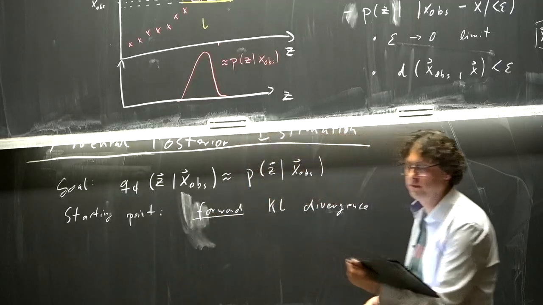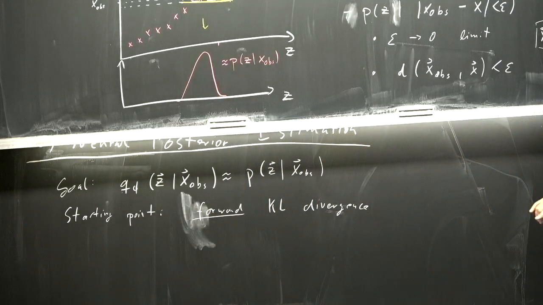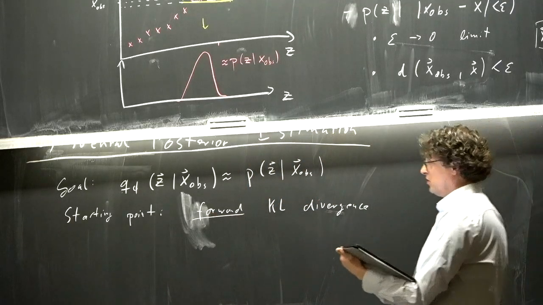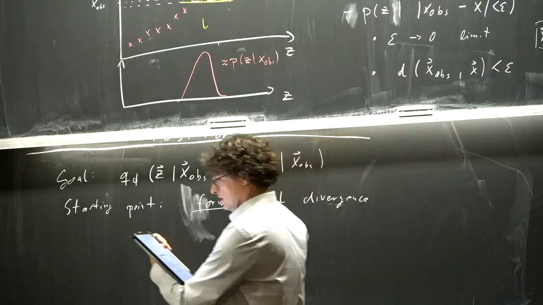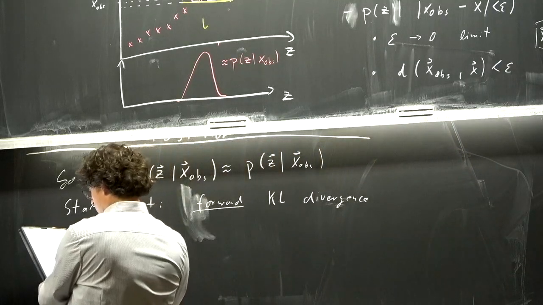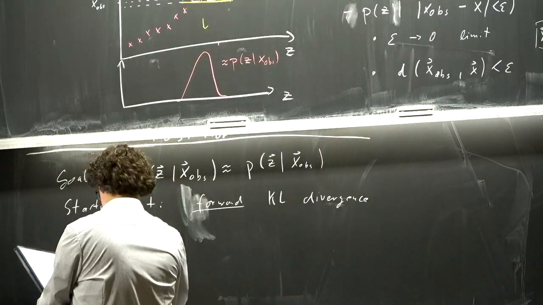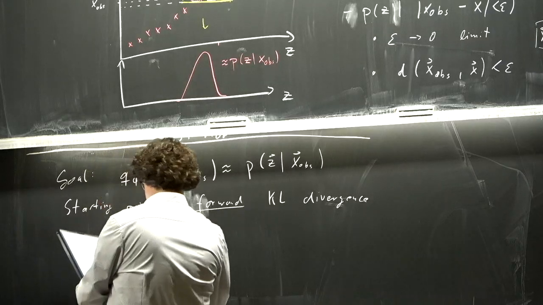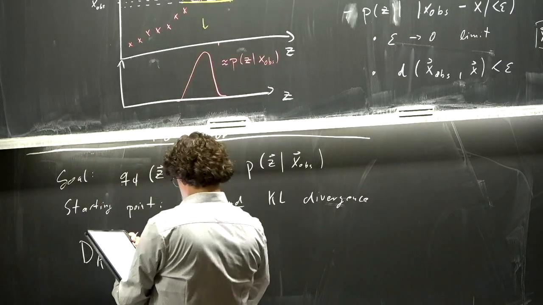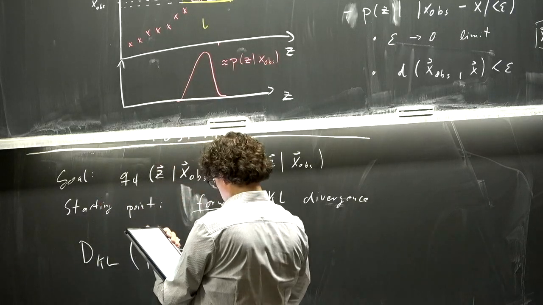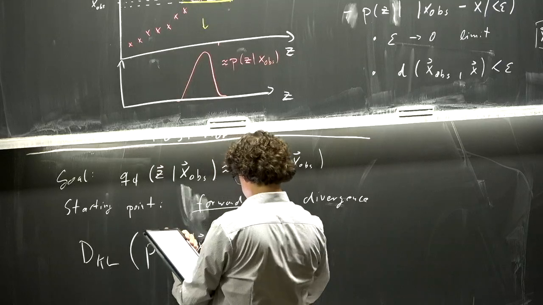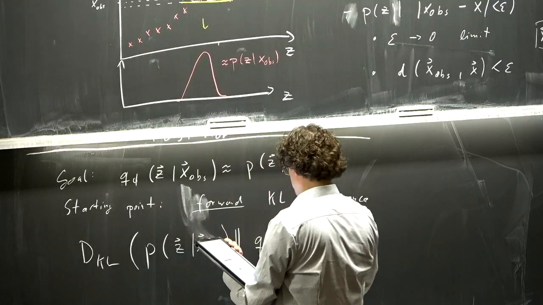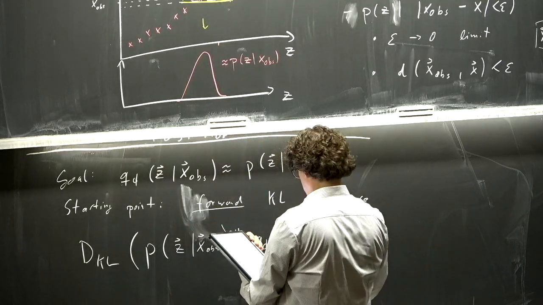And what forward simply means is that instead of writing KL from Q to P, we write KL divergence from P to Q. So what we want to minimize is now KL from the true posterior to the variational posterior that we want to fit.